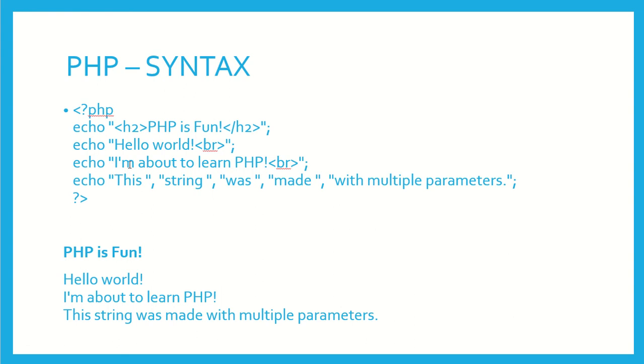Then echo, what happens here? Echo is that I'm about to learn PHP, again a break. Then see here, you can have multiple strings, multiple parameters. You are passing multiple parameters into the same echo statement, but you can see that they are all displayed as if it was a single string. So this is the output. As you can see here, PHP is fun is written just like a heading. Then the next statement was hello world with a break, and the break is applied here.